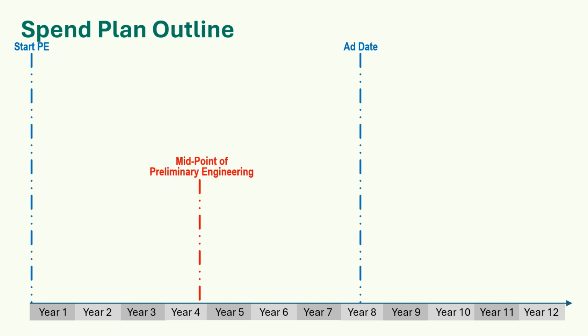Find the approximate midpoint of your preliminary engineering spend. Let's assume a double bell curve right skew for this phase, and place it here. Now, spread that curve out between these two milestones.